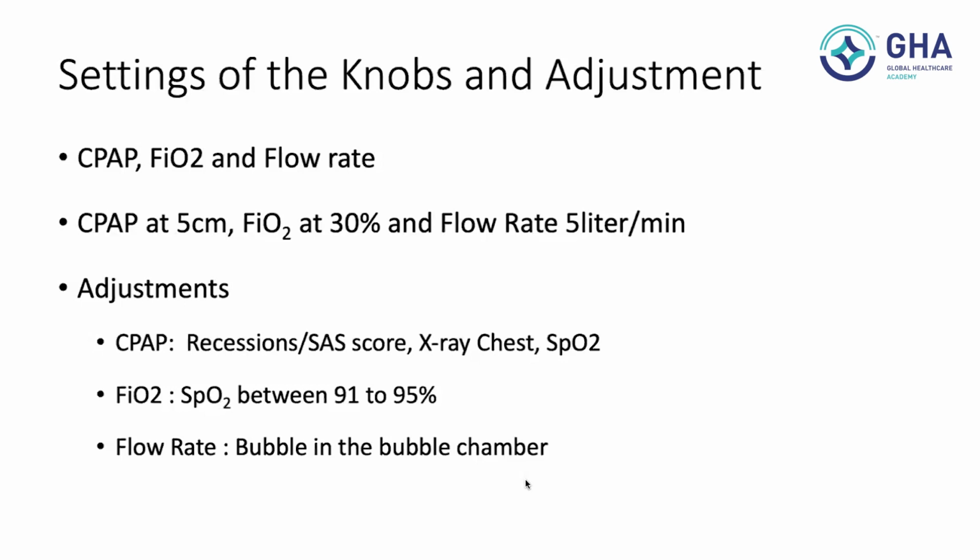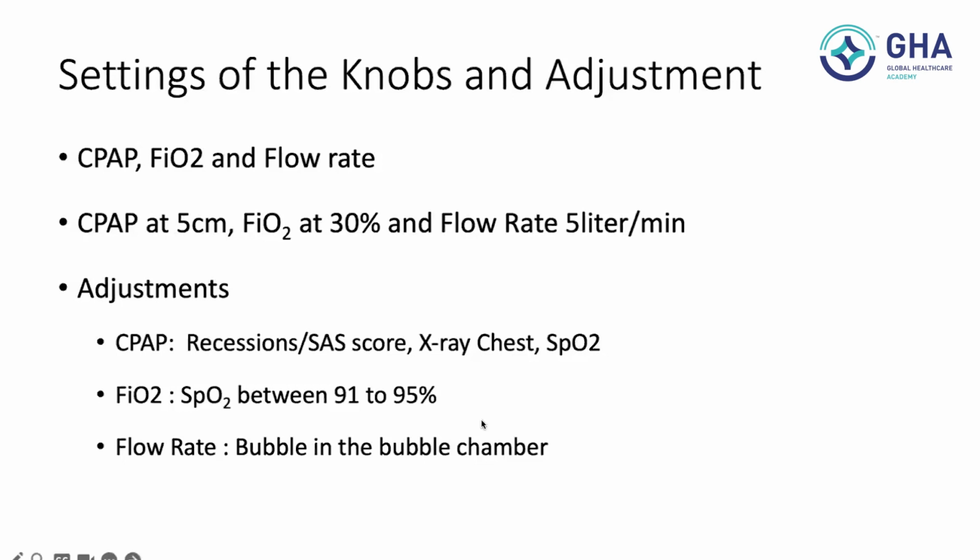If bubbles are there in the bubble chamber, it means the flow is adequate to generate the pressures whichever you have set in the bubble chamber. So, easy to understand: the pressure is what we are giving to open up the alveoli, to increase FRC and decrease the retractions. Once you open up the alveoli, your oxygen is going to help you to keep the saturation between 91 to 95. So the crux is to open the alveoli, the crux is to decrease the Silverman-Anderson score.